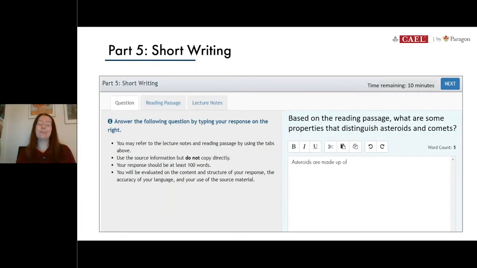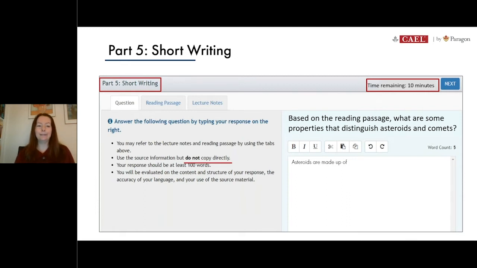So again, by now we've learned to take the first, say 10 seconds even of the test time to have a very quick look at the question so that we fully understand what it is we're being asked to do. So we recognize right away that we are looking at part 5 on the CAEL test, which is the short writing section. We know that we've got 10 minutes to complete this piece of writing, and we understand how we're being evaluated.